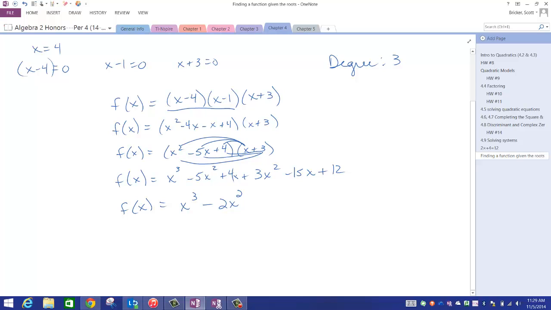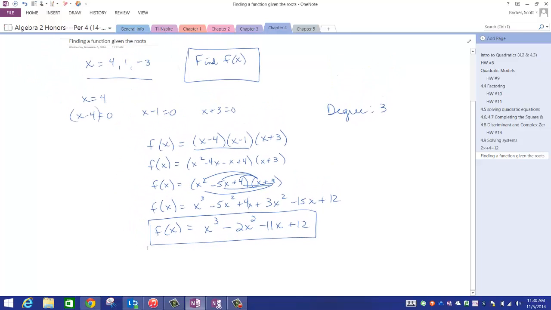And I've caught myself with a mistake here. That should be 4x right there. So minus 11x plus 12. So again, I just missed an x here in the first part. So x cubed minus 5x squared plus 4x. When I add all those like terms together, my final answer is x cubed minus 2x squared minus 11x plus 12. And of course, you can verify this with the calculator.